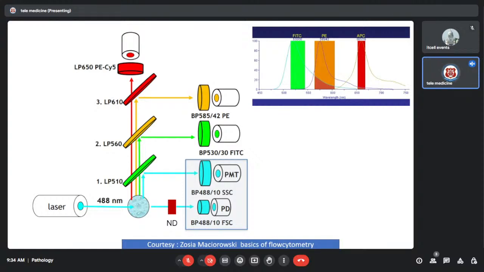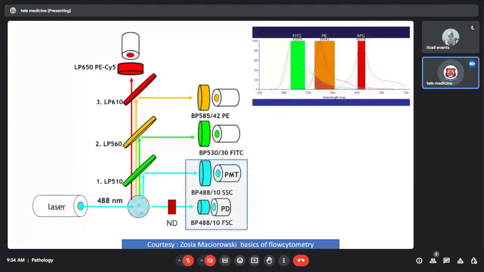Nanometer, and the light which is coming out is also 488 nanometer, the same wavelength. This light gets caught by your band pass filter, it passes through the band pass filter 488 plus or minus 10, and then you have a photodetector here. The light which comes in the forward direction is your forward scatter, and it determines the size of the cell.